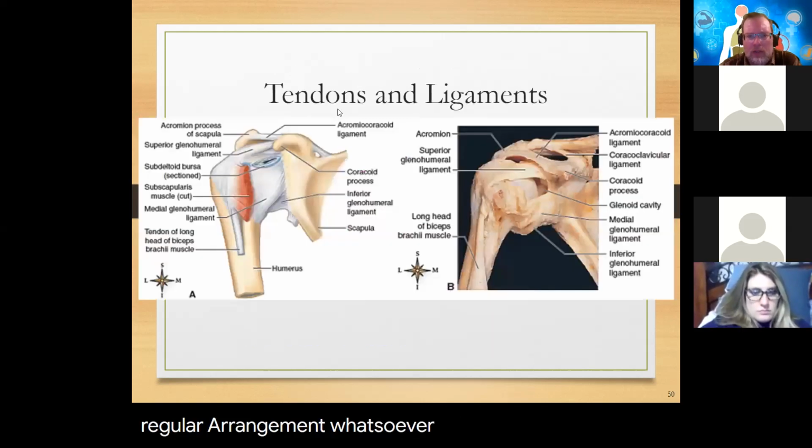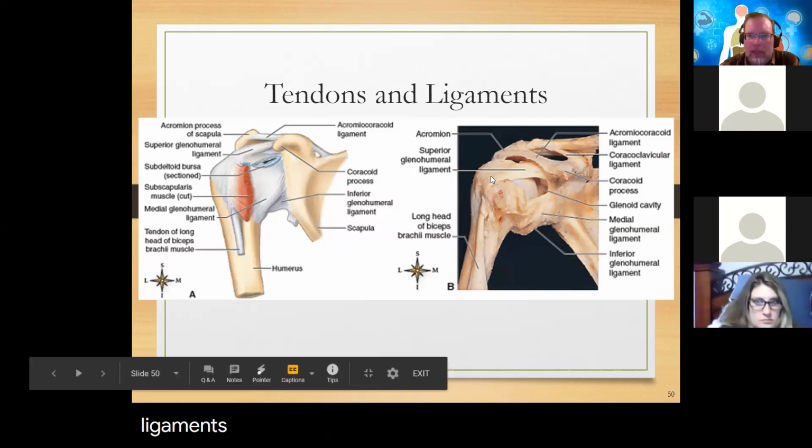So generally the regular arrangement we're going to see with tendons and ligaments. Again, they provide support, they provide strength, they provide durability and flexibility.